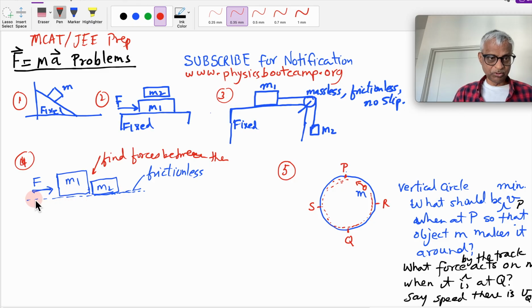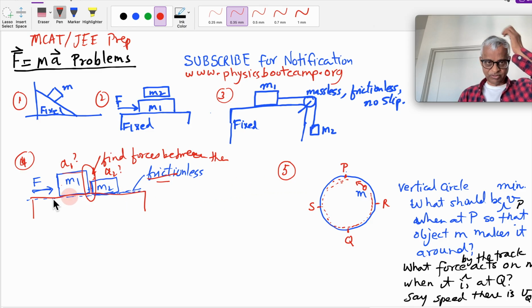And then there's, suppose you have a frictionless table, and you have a big book and a small book. We don't know which one is bigger mass. Okay, it's M1, M2, so easy to draw. And I'm pushing on the first one, and the question is, what's the force between them? And also, what's the acceleration of one? What's the acceleration of two? Okay, so we're going to do this one today. We're going to do it very quickly.